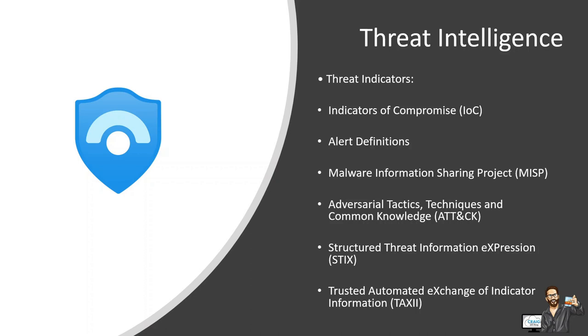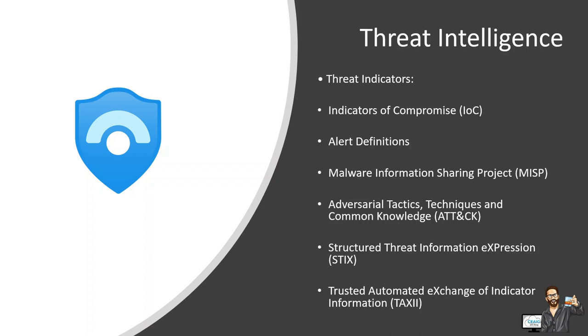And then we have trusted automated exchange of indicator information, so TAXII. This refers to an application layer protocol which ensures a communication of threat intelligence via HTTP. So with a solution like Azure Sentinel, the most commonly used form of cyber threat intelligence is threat indicators, also known as indicators of compromise. This form of threat intelligence is often called tactical threat intelligence, because it can be applied to security products and automation in a large scale to detect potential threats to an organization and help protect against them.